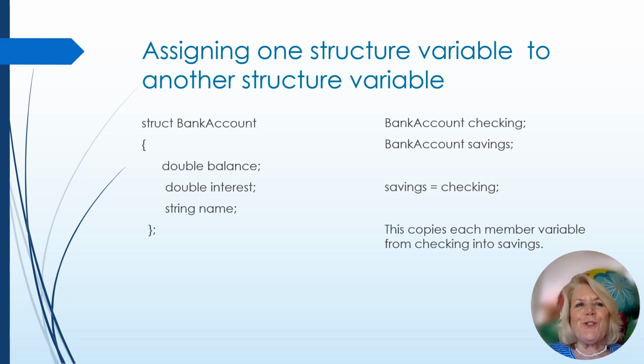When two structure variables are from the same structure, you can assign the member variables of one structure to the other structure. In this example, the values of the data members of savings are changed to the values of the data members for checking. So whatever the balance is in checking, it's assigned to savings balance. Whatever the interest rate is in checking, it's assigned to the savings interest. And whatever the name of the checking is, it's assigned to the name of the savings.